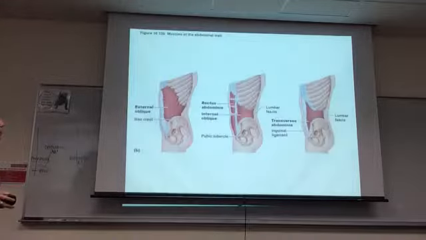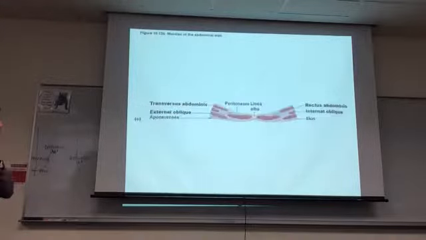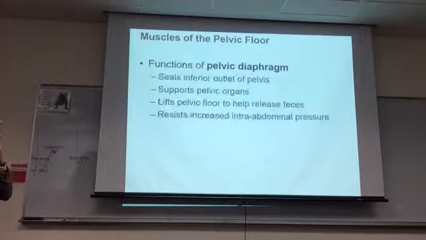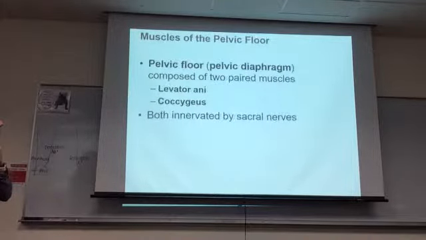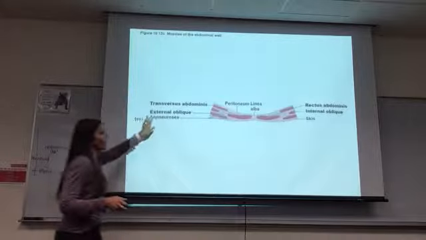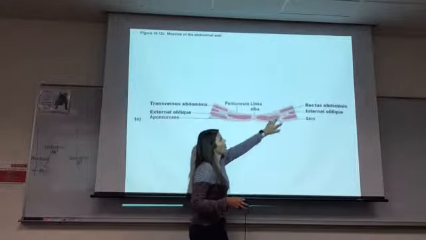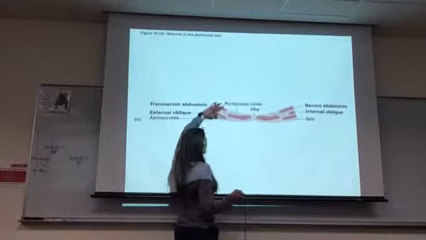Muscles of the abdominal wall. Kind of shows you that. So you can kind of see here, this is showing you a transverse cut. Here's your abdominal wall, so you can see the layers of the muscles there.